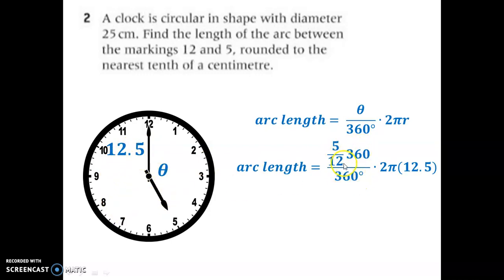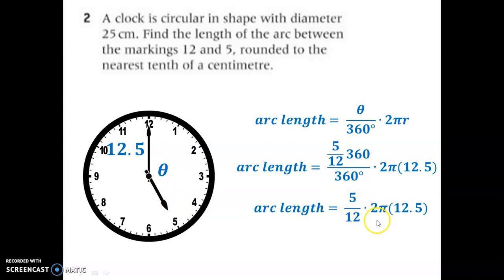Notice that when you put in the formula there, these 360s here can actually cancel. We have this 360 and then we have that one there. Cancel those, and we just end up with 5/12 times this portion. And that makes sense also because when we are doing this calculation in the arc length formula, we're trying to find out what portion of 360 we have. So when we cancel those, we can see we have 5/12. That is our portion of the whole circle. And that makes sense. We just talked about why this is 5/12.